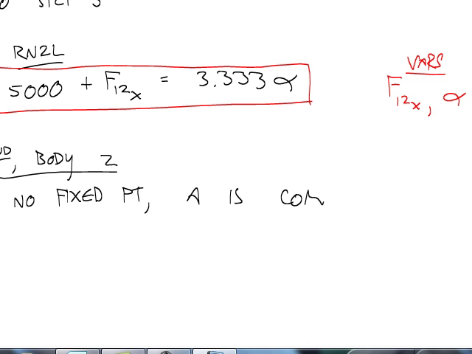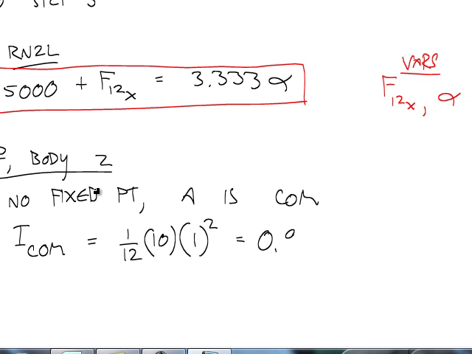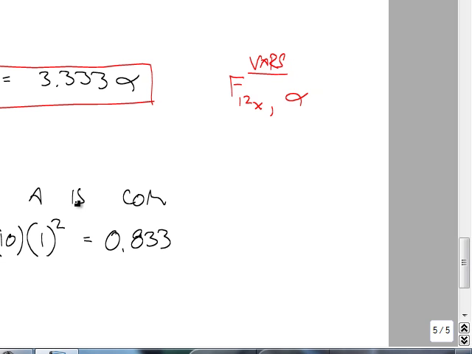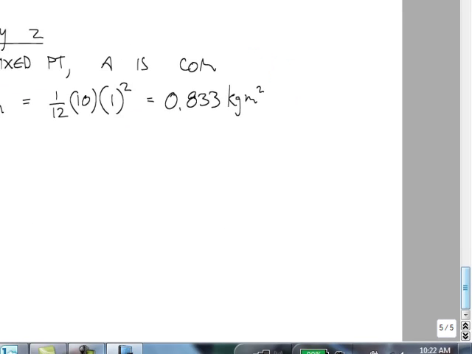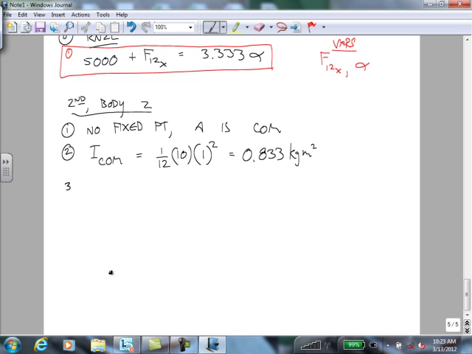So for this second one, the moment of inertia about the center of mass is equal to, we calculated that before, 0.833. That's 1/12 times 10 times 1 squared, so 0.833. And now the free body diagram. What loads are acting on this second body?